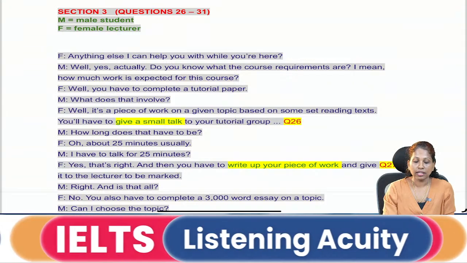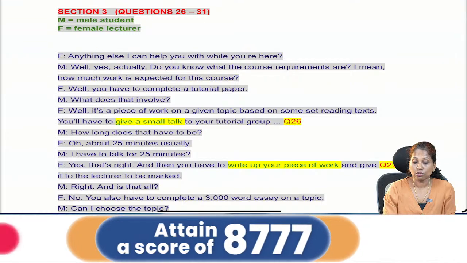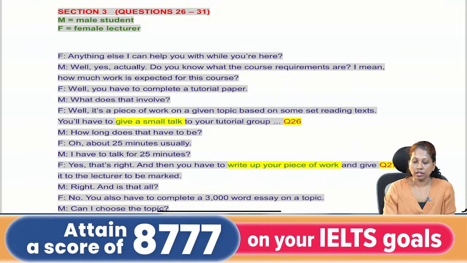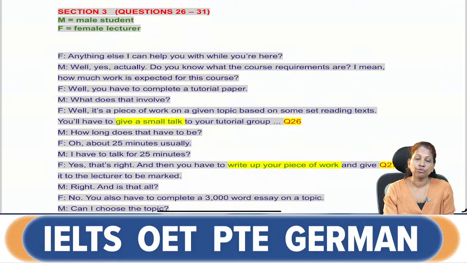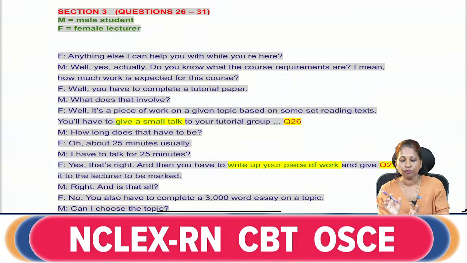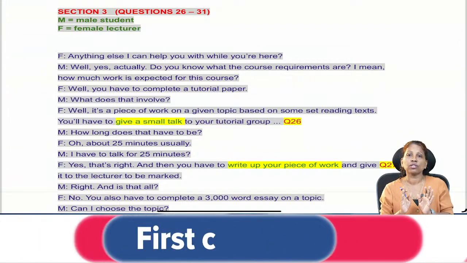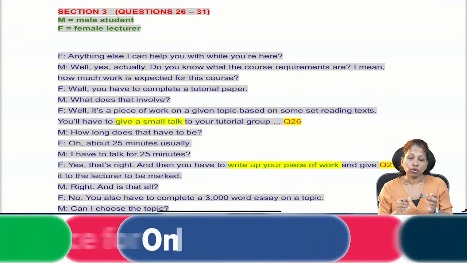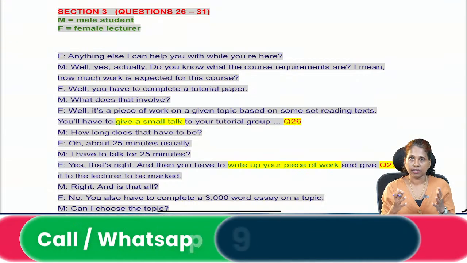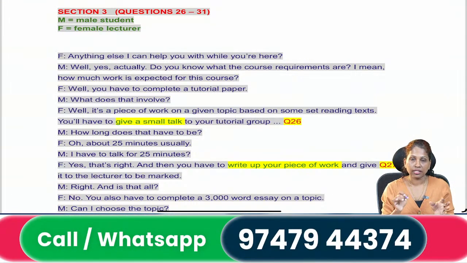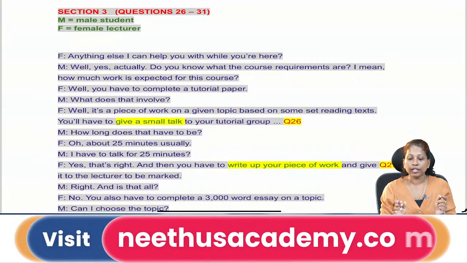Then she is telling, you will have to give a small talk to your tutorial group. Now here we are looking for the first blank, which says something the student has to do for 25 minutes. So until we hear that 25 minutes, we cannot be sure what we are looking for. That is the main thing, right? Like I always say, the number is a key word. So we are looking for that. So here she's telling what you will have to give: a small talk to your tutorial group.